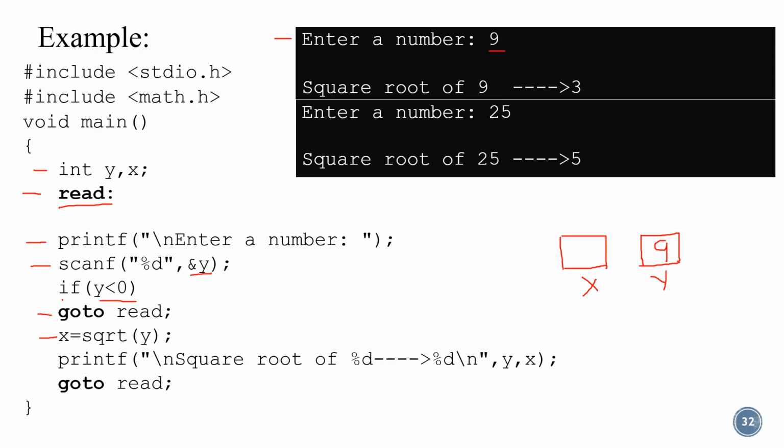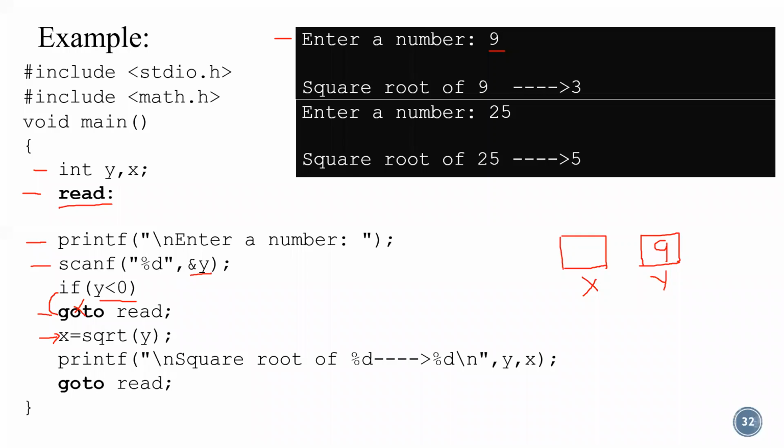In the if statements we have studied, whatever we mention after the if statement, even without any bracket, will be performed. After the if, if the condition mentioned is true, it will perform go to read. If the condition is false, this will not be executed, right? If 9 is less than 0, then it will perform go to read. All are listening, right? As 9 is not less than 0, skip this line and move to the next line, that is x equal to square root of y.